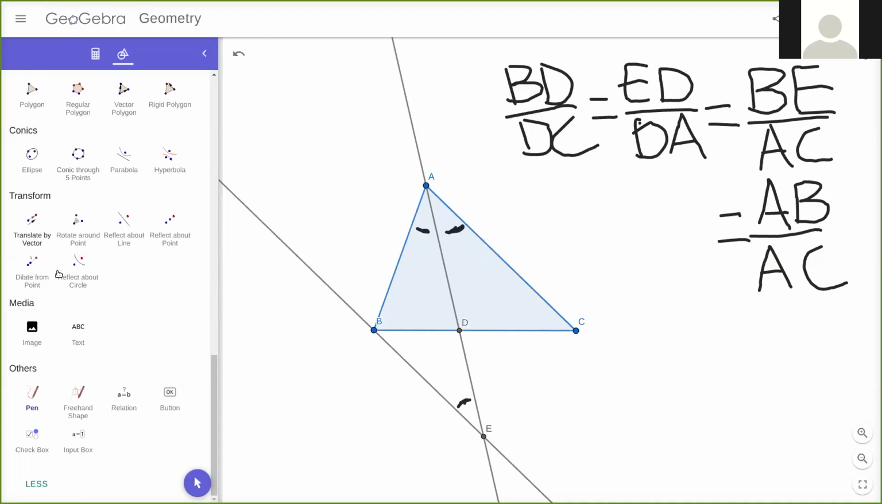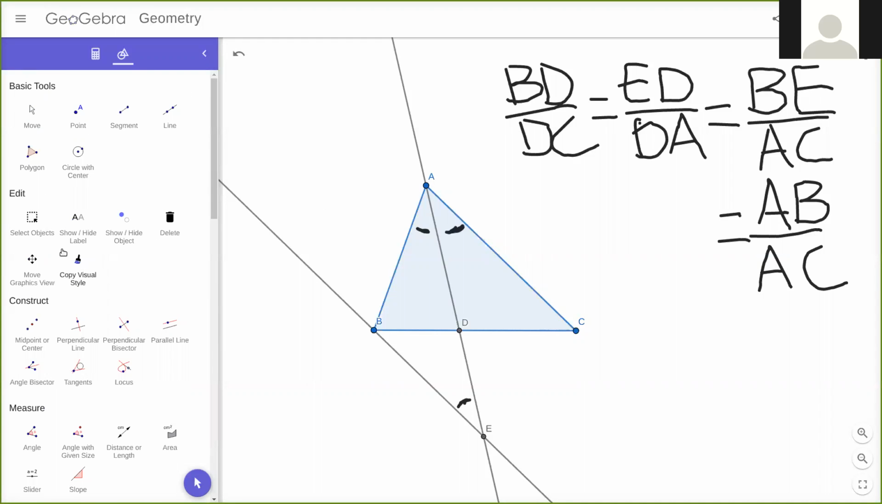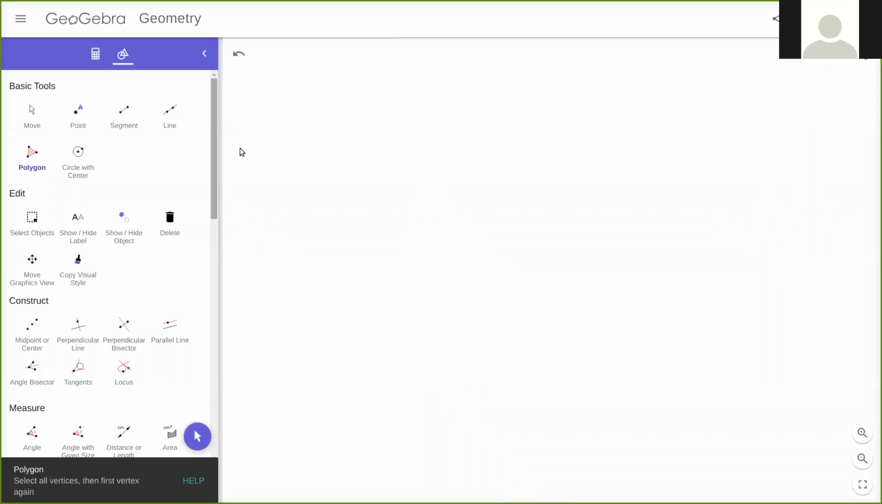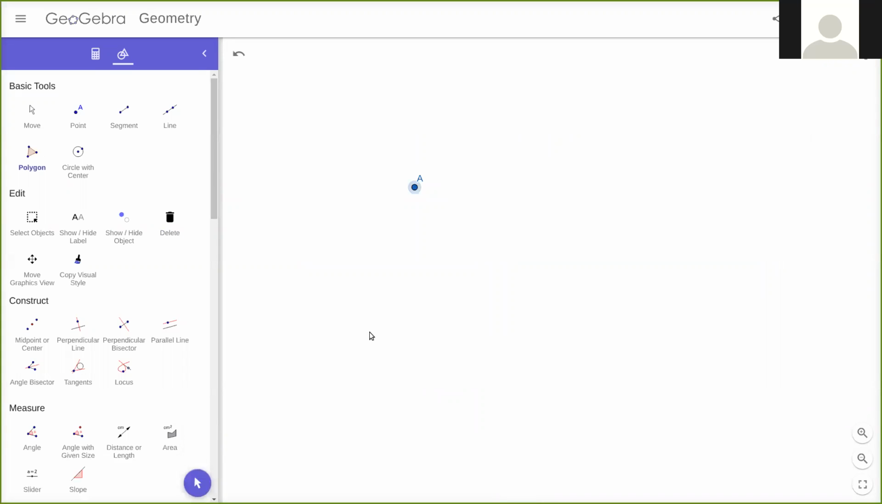So now if we want to show that all the angle bisectors are concurrent, how do we do that?